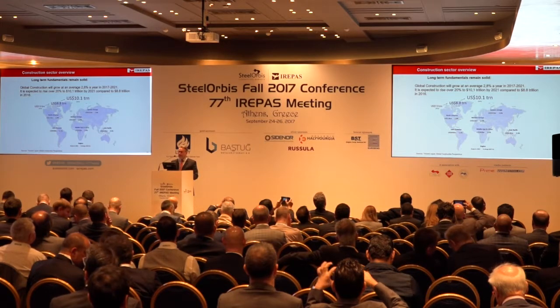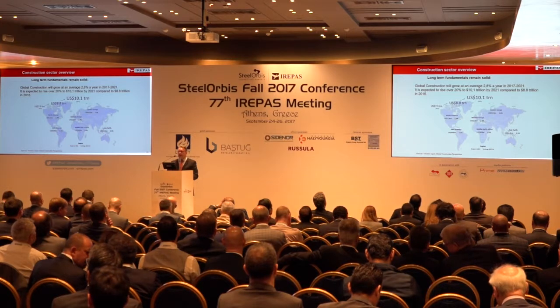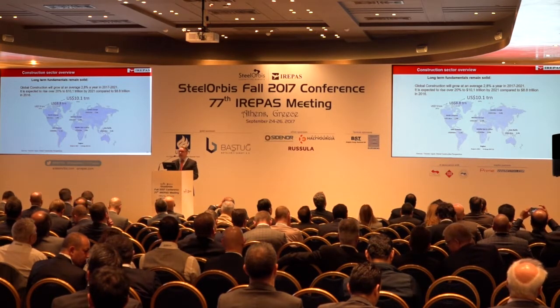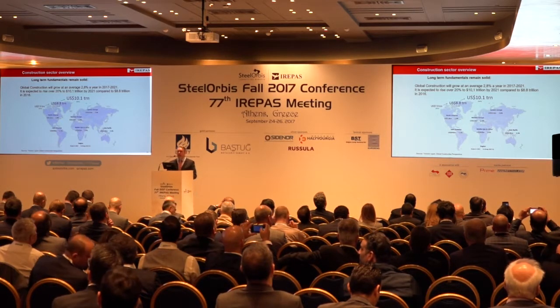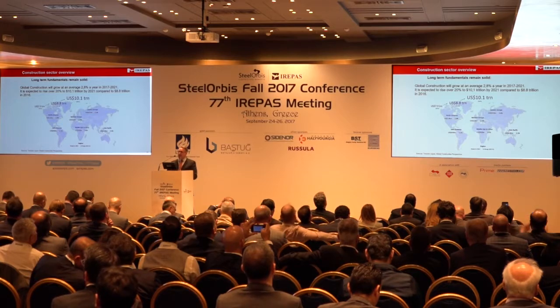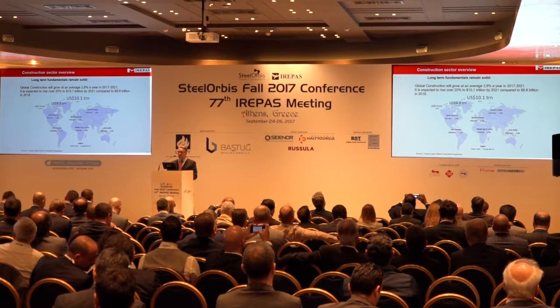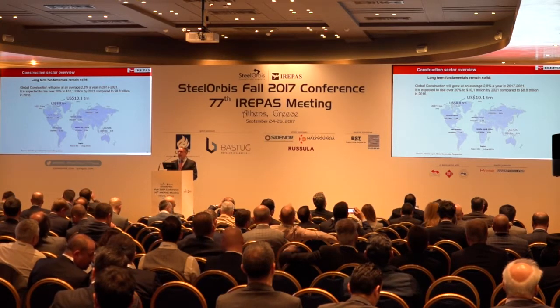Long-term fundamentals for the construction sector remain solid. According to Timetric sources, global construction will grow at an average of 2.8% in the period of 2017-2021. That means an accumulated growth of 20%, and the output of the construction sector worldwide will surpass $10 trillion US dollars in 2021.